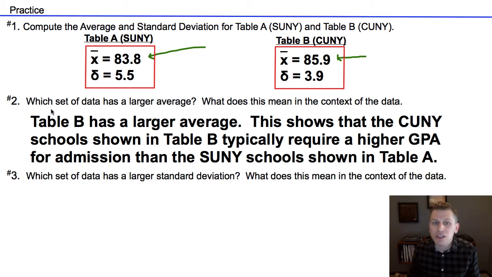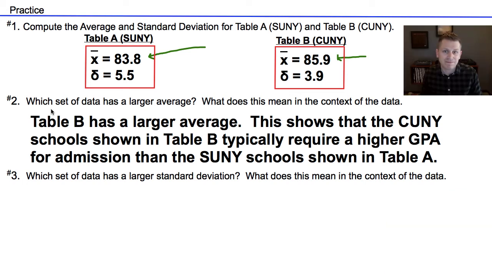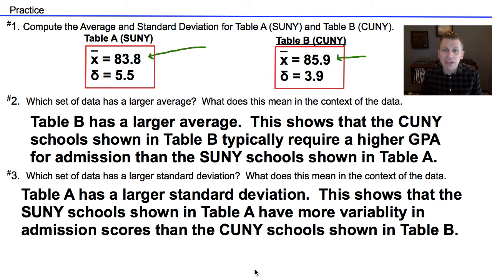Question 3 asks, which set of data has a larger standard deviation? And more importantly, what does that mean in the context of this problem? Well, here it's very obvious to see that Table A, the SUNY schools or the state schools, have a larger standard deviation than the schools in Table B.